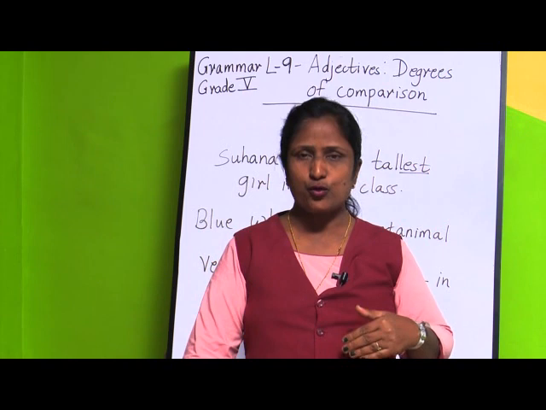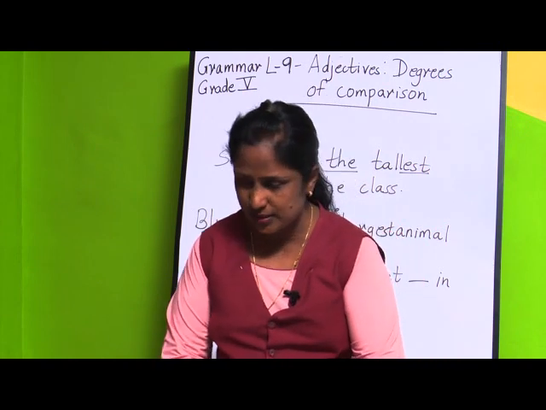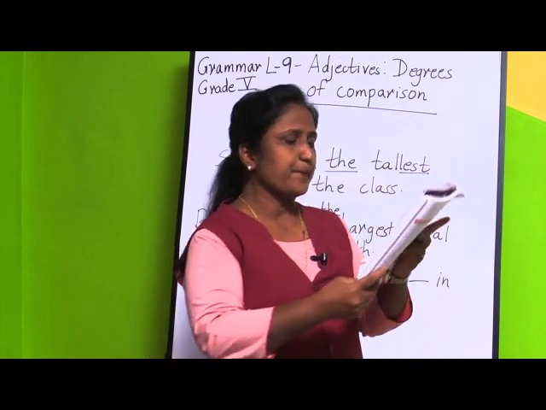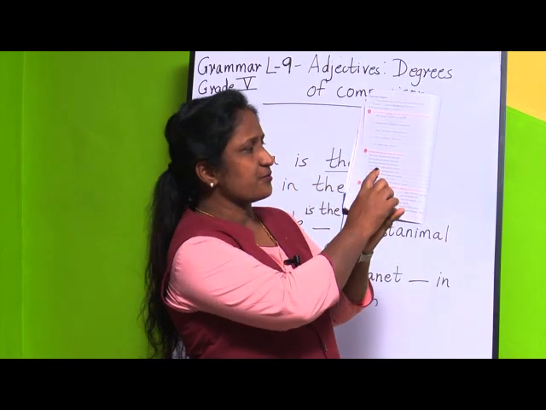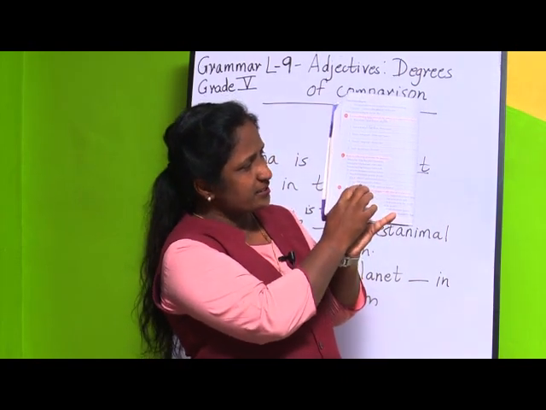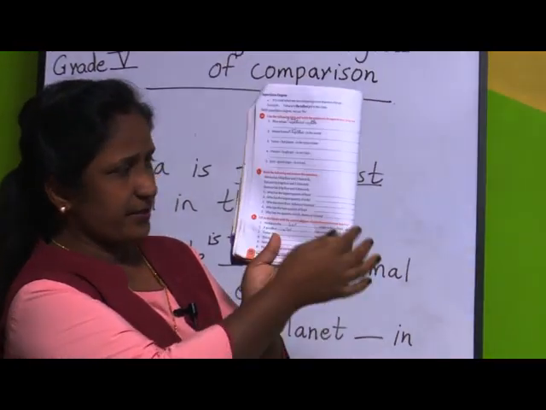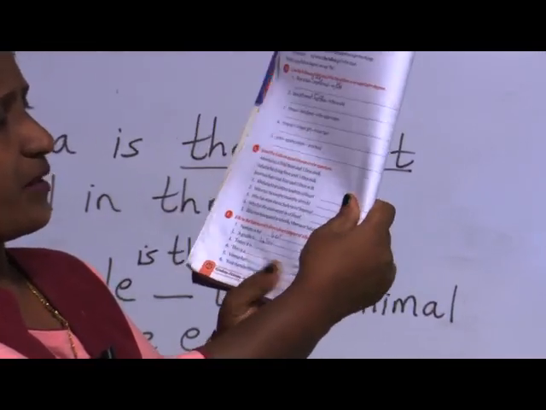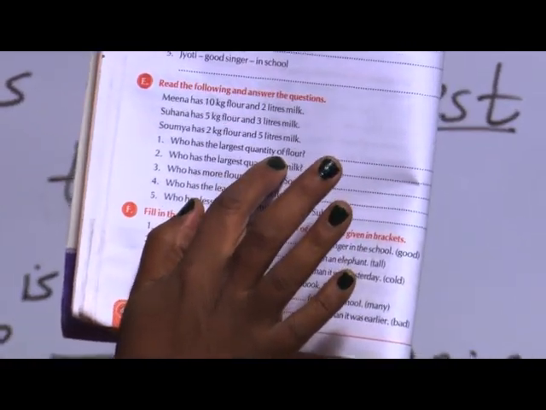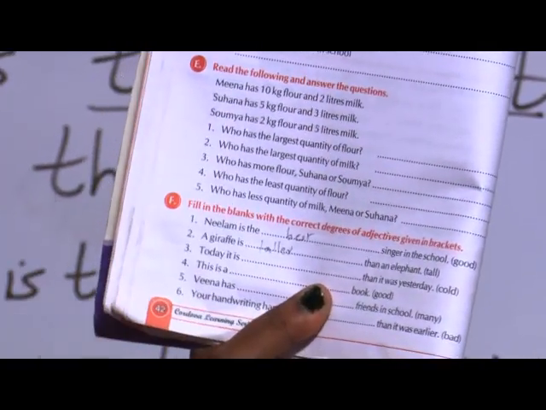Now, if you see below, there are some questions. If you see in your workbook here, there are 5 questions given. So, you have to see these questions and read these sentences and you have to answer them. So, first one is what? Who has the largest quantity of flour?